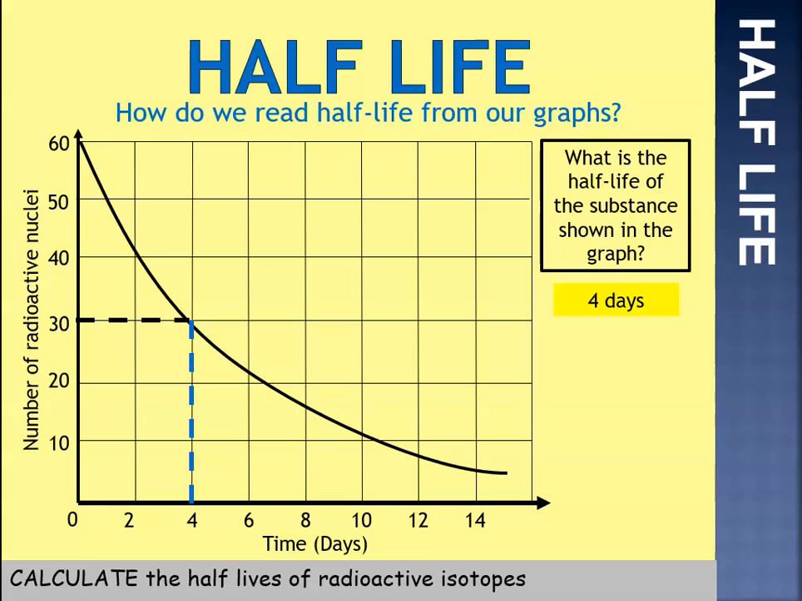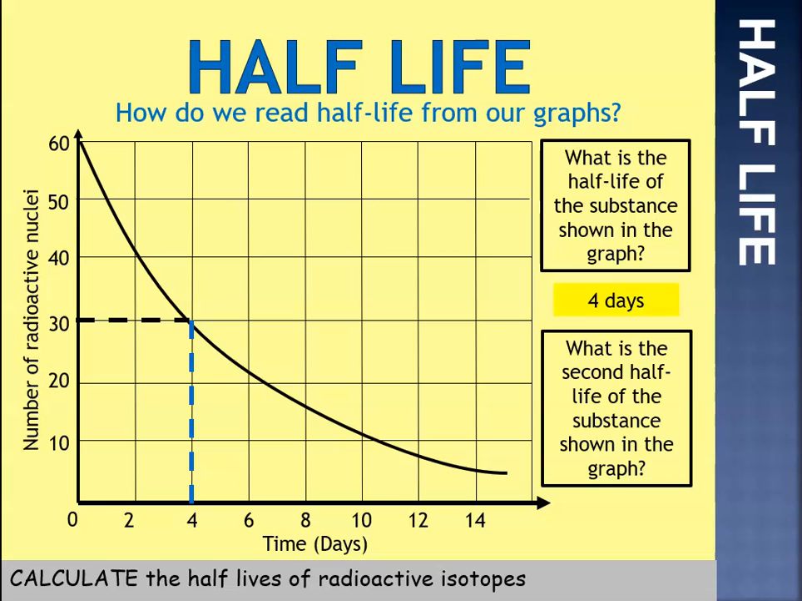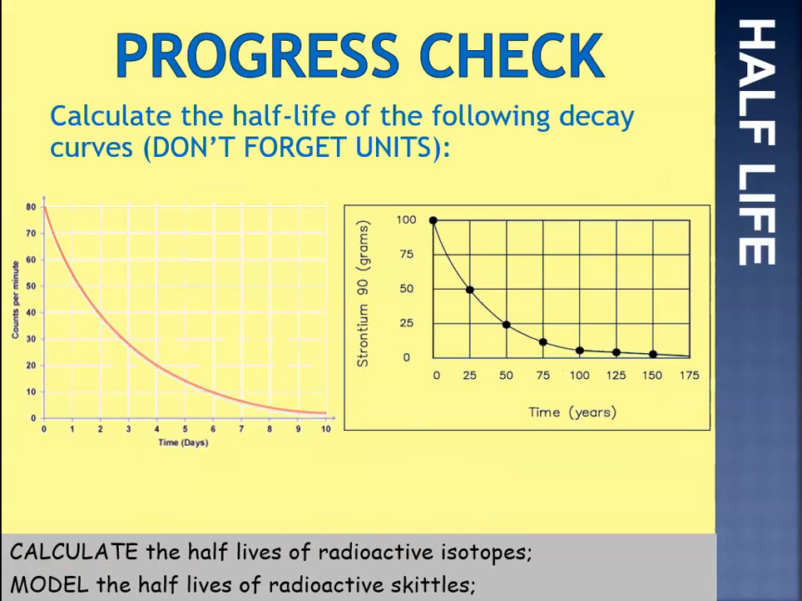4 days. Now we can confirm that by going half again. What's half of 30? 15. 15 across until it hits that graph will come down at 8 days. 8 take away 4 would be 4 days. We've confirmed the half-life of that sample is 4 days. It took 4 days for it to fall from 60 to 30, and then 4 days more than that to go from 30 to 15. Half-life of that was 4 days.